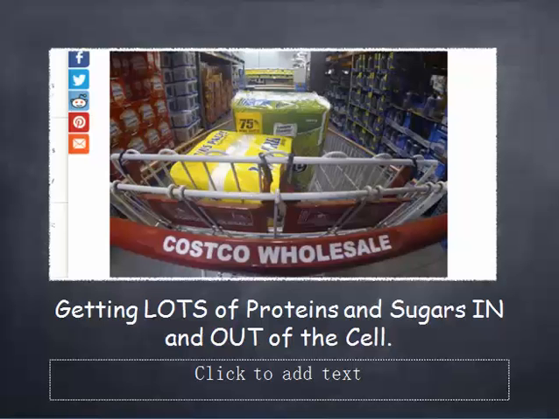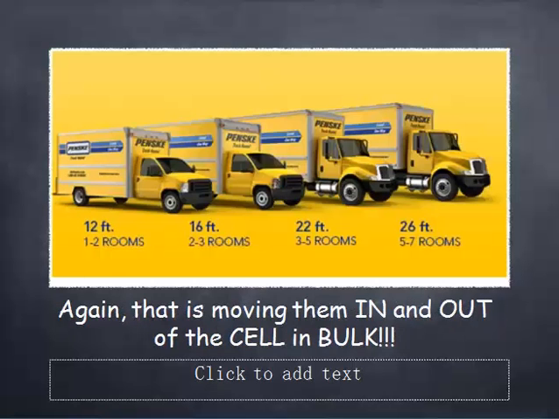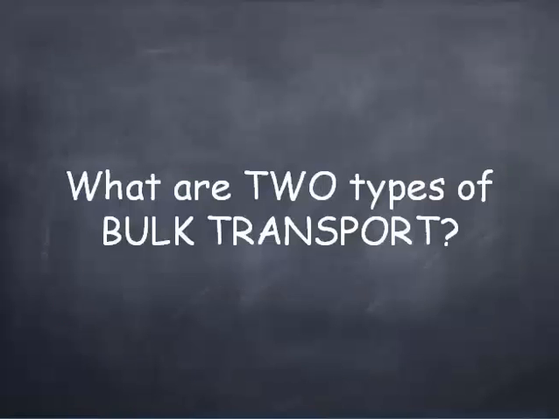Now, what's the problem when you buy in bulk? Again, when you buy in bulk, you need to get it somewhere, and you need to get there fast. Again, moving in and out of the cell in bulk is going to require some special processes. And that's what we're going to talk about next. So, when you're trying to get bulk stuff inside and outside of the cell, it is going to call for two special types of transport.